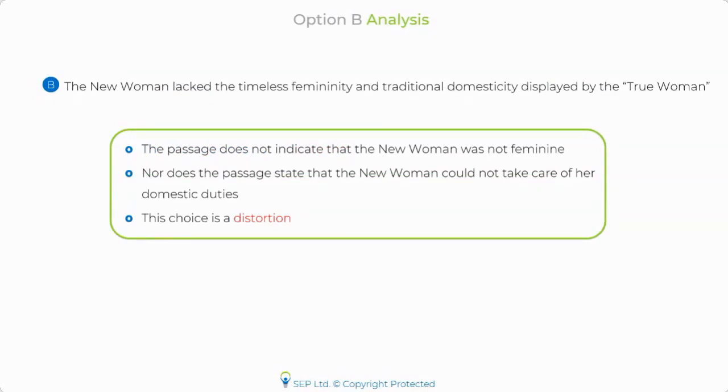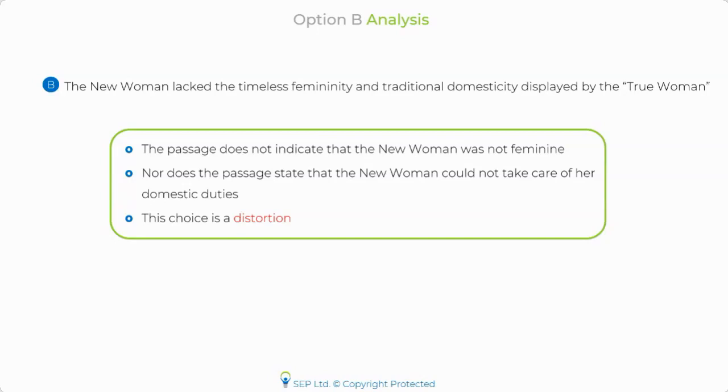The new woman lacked the timeless femininity and traditional domesticity. Please understand, the new woman had a lot of other dimensions added to her personality, but nowhere does the passage say that she was no longer taking care of her home. The passage says that the true woman was mostly seen as a traditional domestic body, but the passage doesn't say that the new woman could not be a domestic body as well as a public figure.